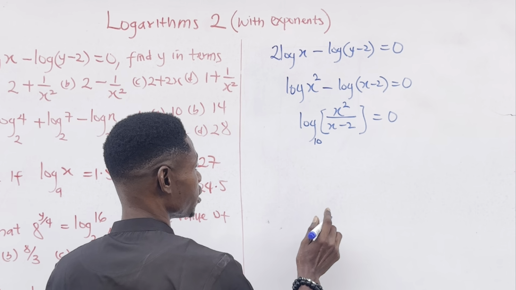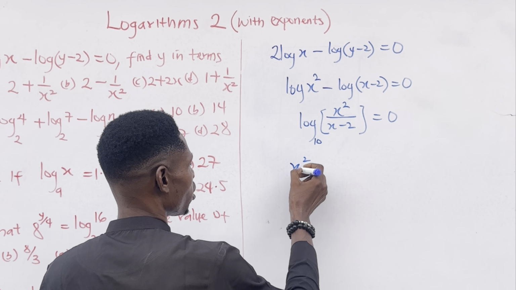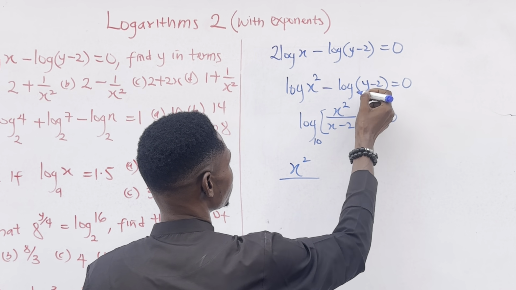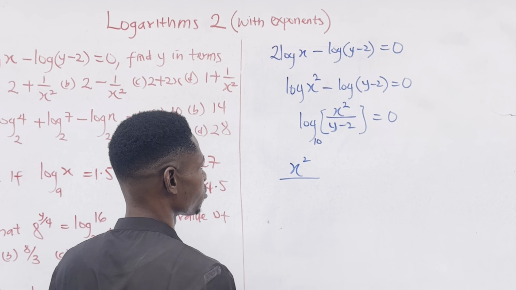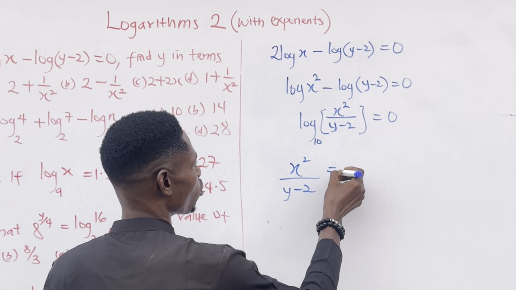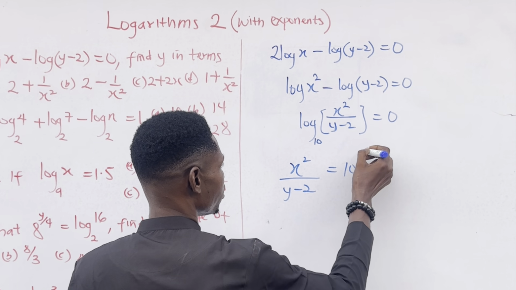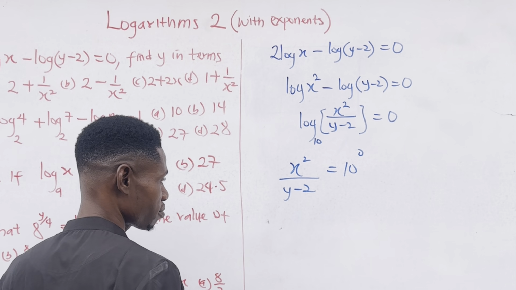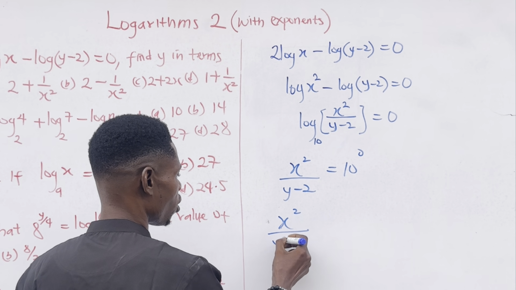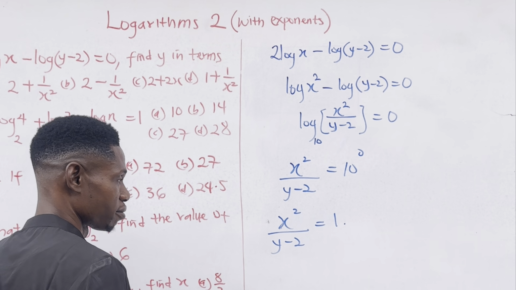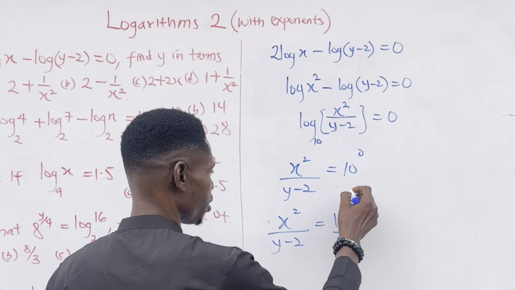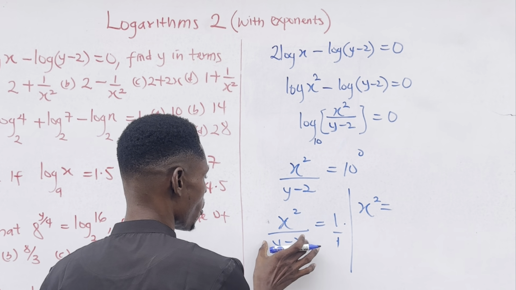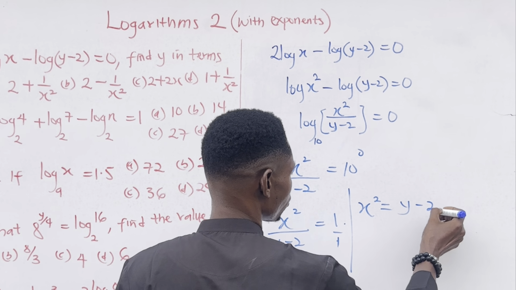Now, following what we just learned, our argument x squared over, this is y minus 2, not x minus 2. So this is a y. So x squared over y minus 2 equal to 10 raised to power 0. Based on what we learned, the base comes here and raises this. So x squared over y minus 2 equal to 1. So let's cross multiply. This will give us x squared multiplied by 1, that's x squared, equal to y minus 2 multiplied by 1, that's y minus 2.